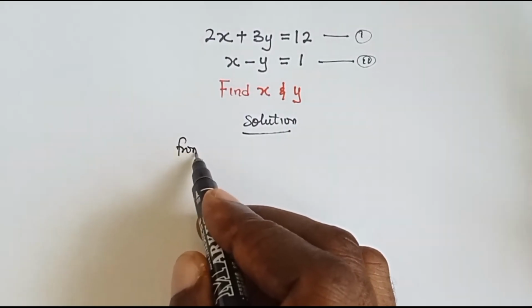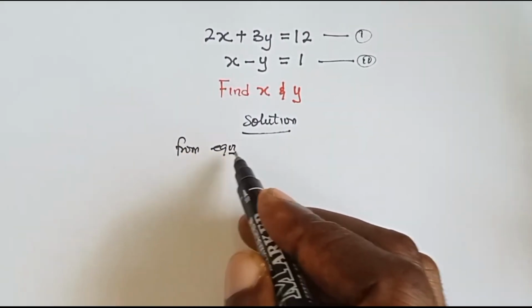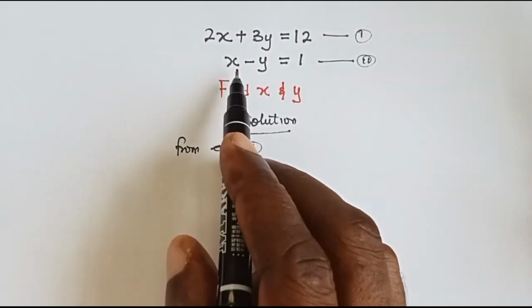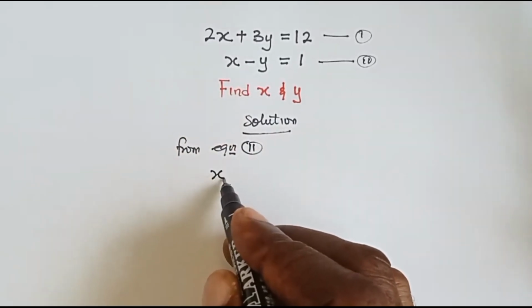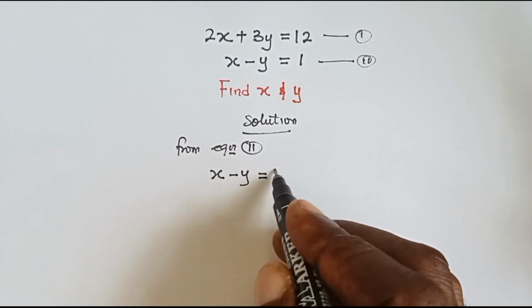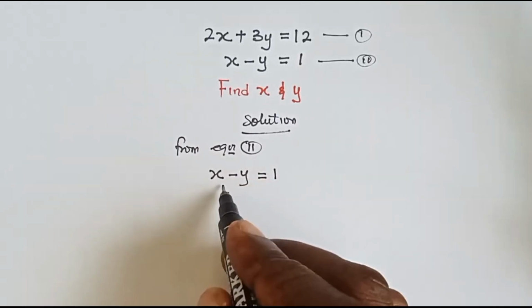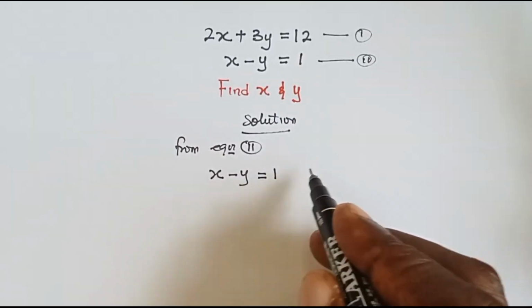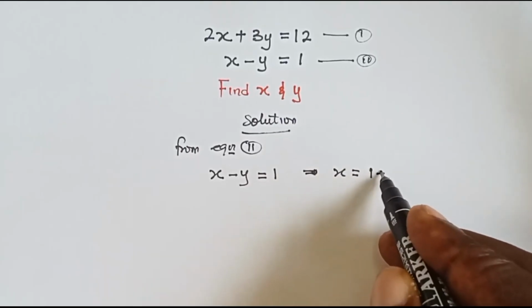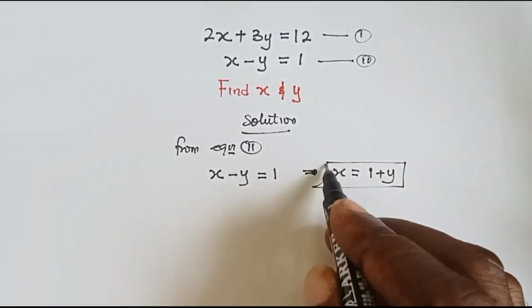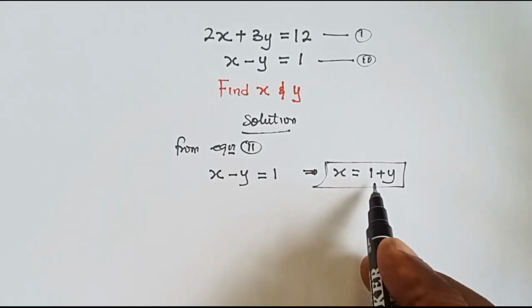Okay, from equation 2, I want to make x the subject of the formula. From equation 2, equation 2 is x - y = 1, and then I want to make x the subject of the formula, then x becomes 1 + y. Okay, so x = 1 + y.